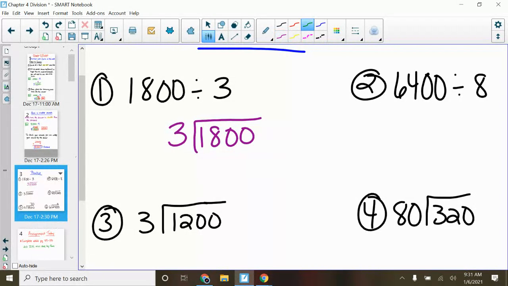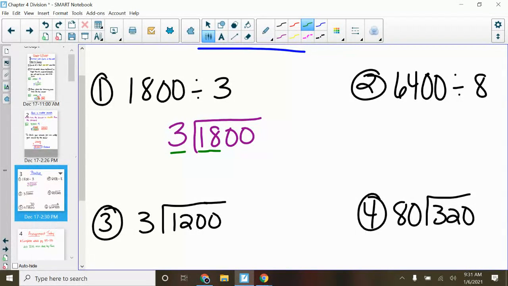You're gonna see that the 1 is not bigger than the 3, so you're gonna move over to the next number, and then you're gonna divide that. Yeah. So you're gonna divide 18 divided by 3. Okay, so how many times will 3 fit into 18? 6. Good, and that's why you got to know your multiplication facts.